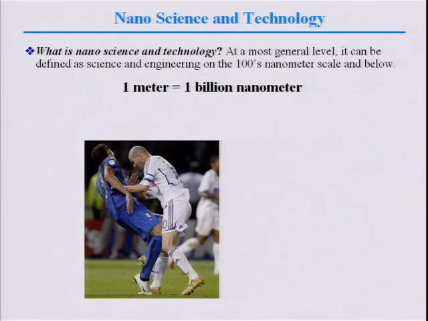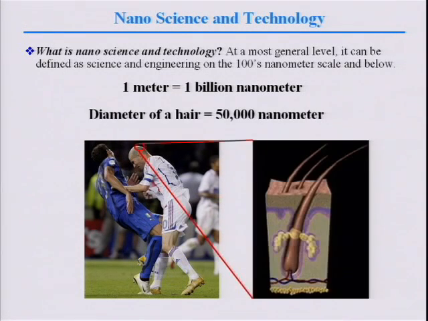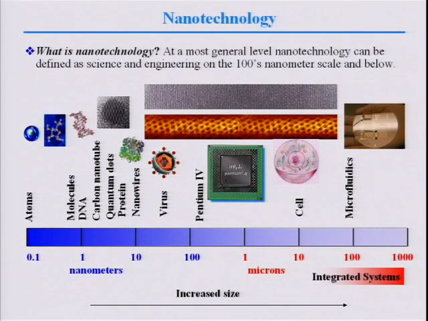So to give you an idea how small it is, if you like soccer, you probably are very familiar with this picture. So if Zidane still had some hair, the size of the hair is around 50,000 nanometers also. That gives you an idea. Nanometer unit is really, really small. Now let me give you some examples to let you build up the intuition of how small a nanometer is.